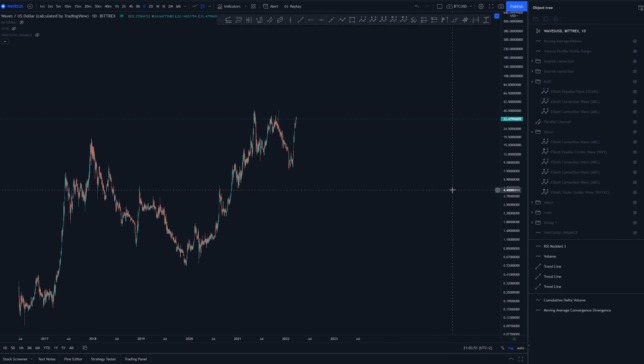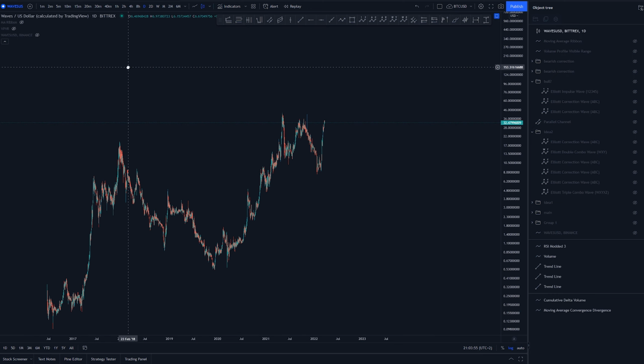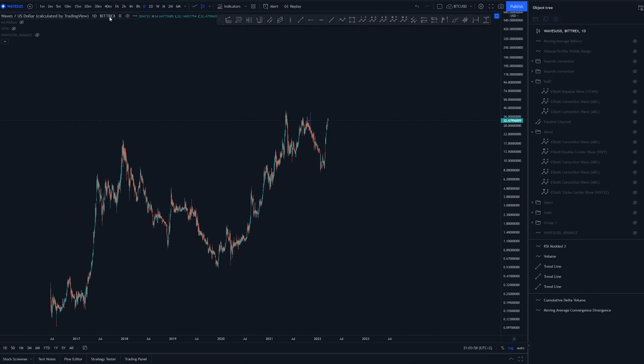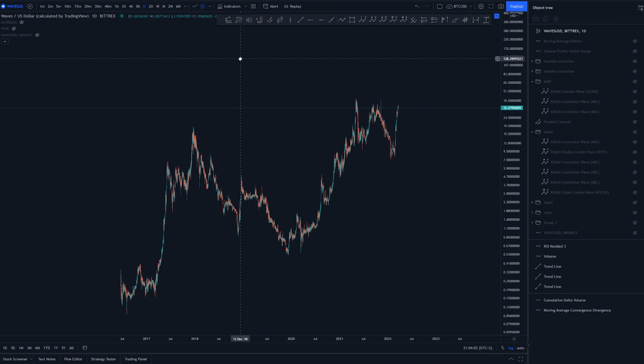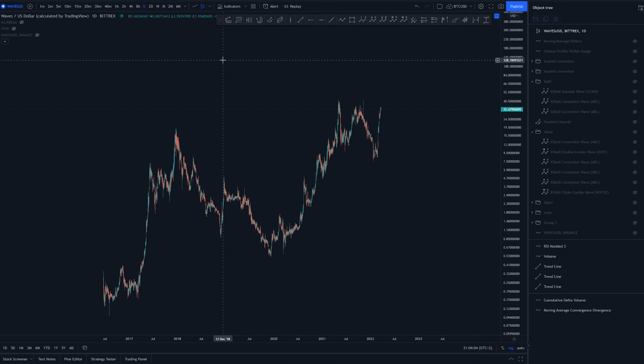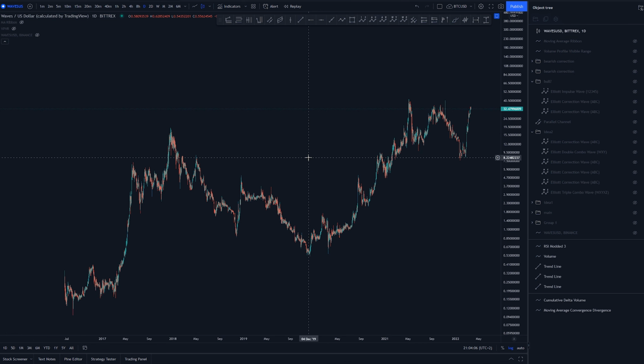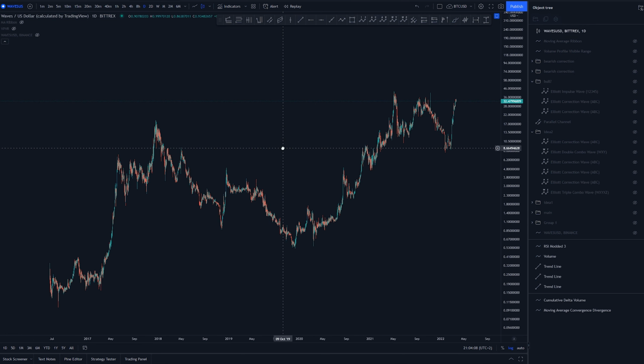Hey, it's Edge here, and on today's video we're checking out Waves. This chart is from Bittrex, which had the most price data, and therefore that is the reason I'm using it.